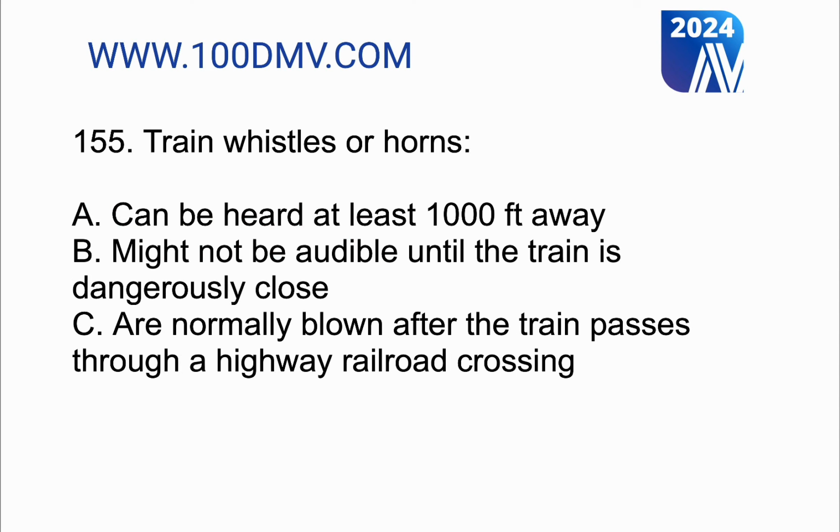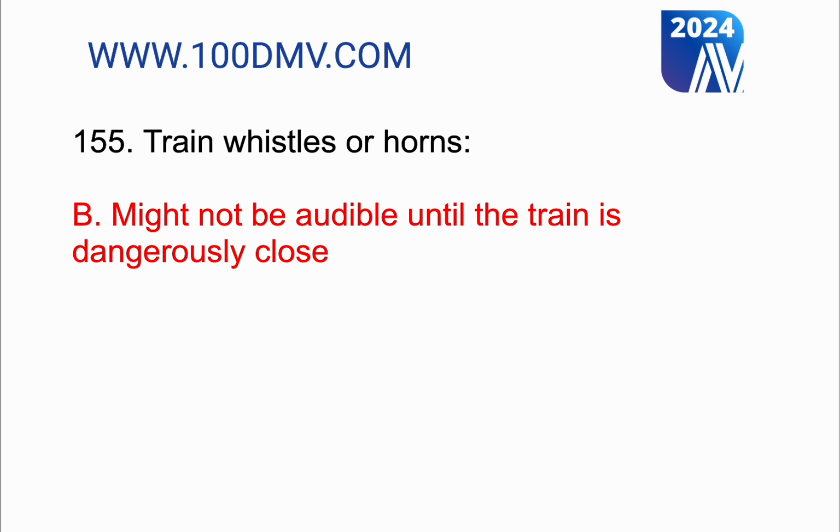155. Train whistles or horns: A. Can be heard at least 1,000 feet away. B. Might not be audible until the train is dangerously close. C. Are normally blown after the train passes through a highway railroad crossing. The correct answer is B. Might not be audible until the train is dangerously close.